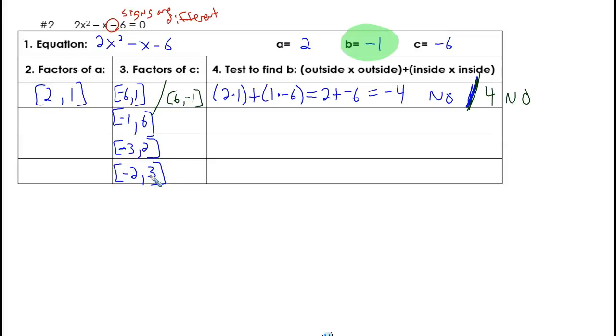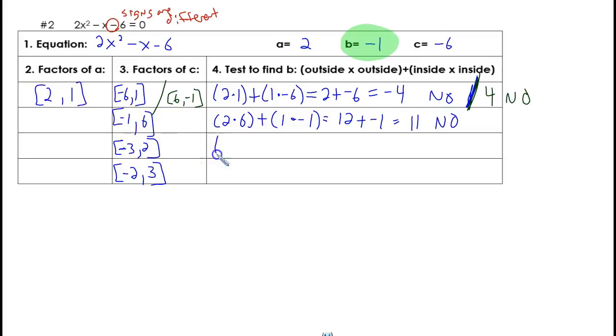All right, so we're going to multiply here, outside times outside, 2 times 6, and 1 times negative 1 for the inside times inside. That is 12 plus negative 1, which is 11. 11 is not negative 1. If I switch the sign to negative 11, it would still not be negative 1. So that's another no. Let's try the next one.